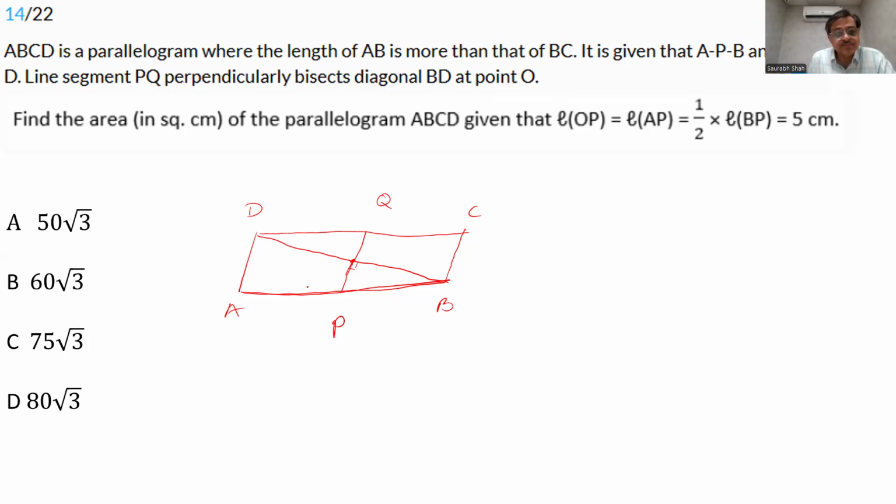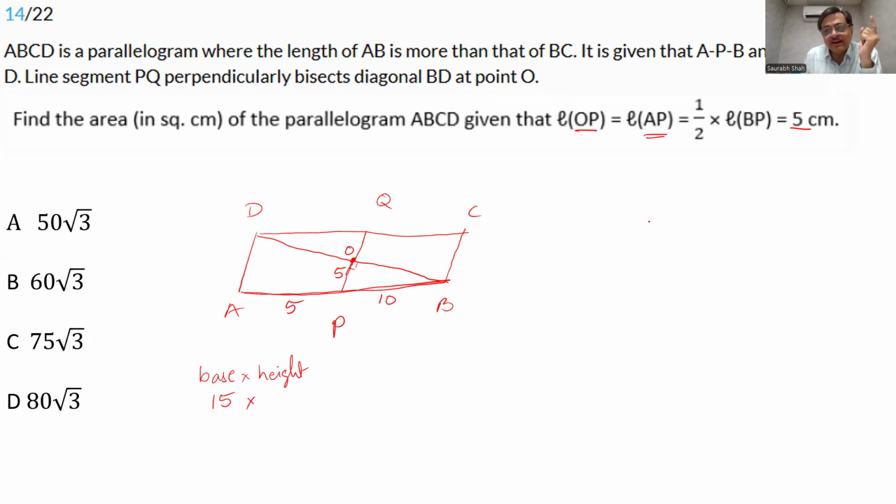Now the numbers. Find the area. We need to find the area. Area of a parallelogram is base into height. Okay, so what is given? OP is equal to 5. This is the point O. AP is also equal to 5. Very good. Half of BP is 5. So BP is 10. So the base becomes 5 plus 10, 15. Very good. All we need now is the height.